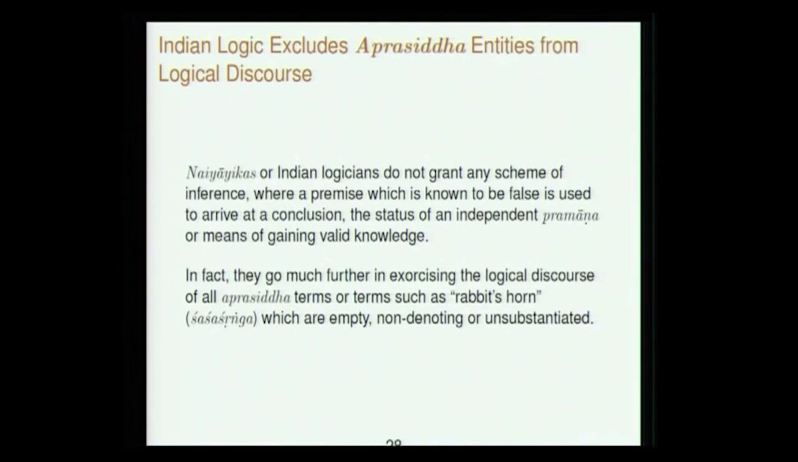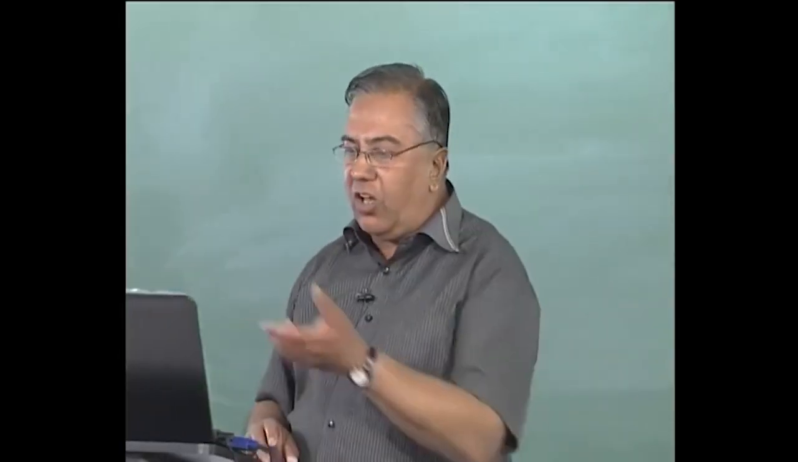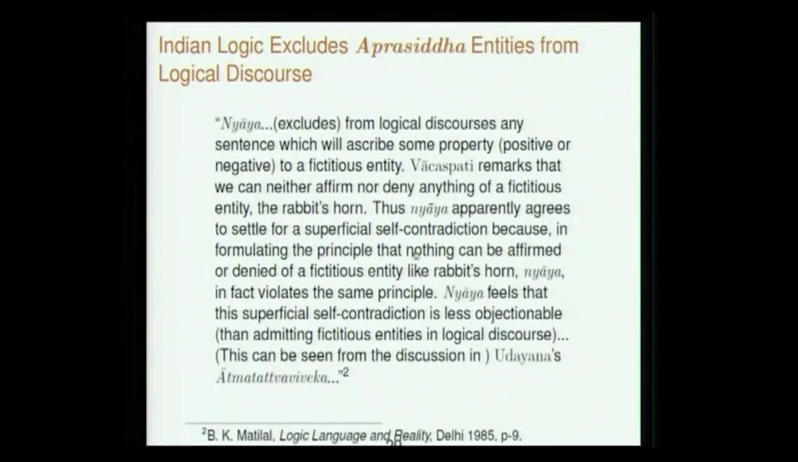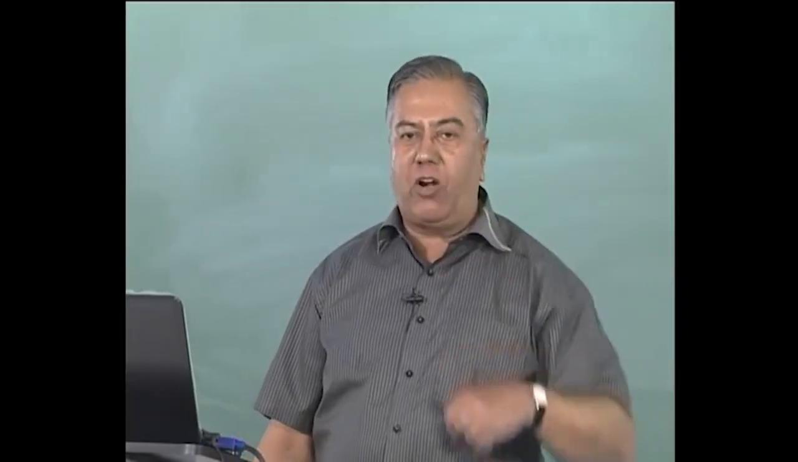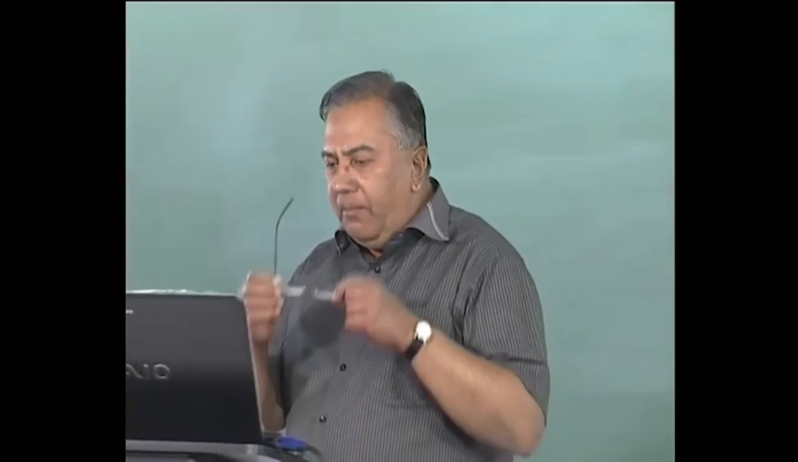There is in fact an even larger principle in Indian logic. It is that you do not grant validity to any scheme of inference where a premise which is already known to be false is used to arrive at a conclusion. And furthermore, you do not allow, in any discourse which is considered logically rigorous, terms which you know are empty, terms which are meaningless, like a square circle or a rabbit's horn, which is very commonly used, shashashringa. The insistence on not using these undenotable terms is so deep that one is willing to even accept a contradiction rather than use these terms. So this is the major issue.